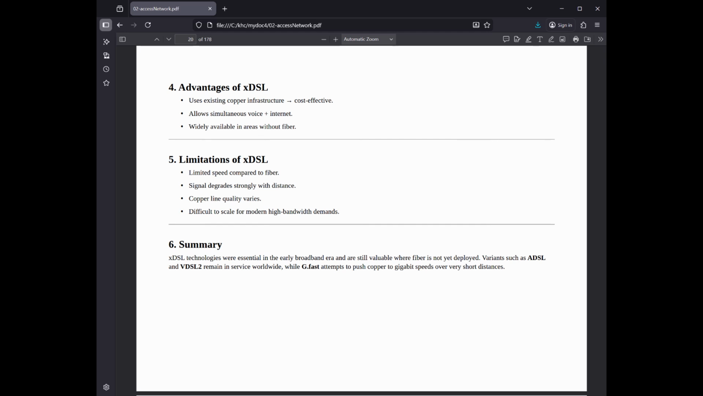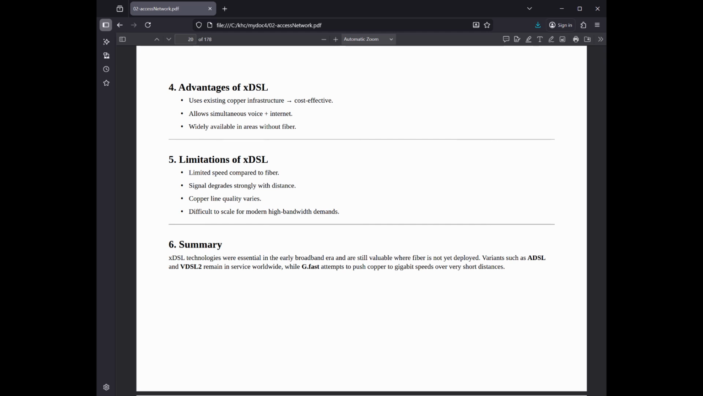The physics. Why does speed drop? The signal travels over copper telephone wires, which were originally designed only for low-frequency voice calls. High-speed data requires high-frequency signals, which face two major physical hurdles: attenuation, signal loss. As electrical signals travel through copper, they lose energy due to the natural resistance of the wire. This is measured in decibels, dB. The longer the wire, the fainter the signal becomes by the time it reaches your modem.